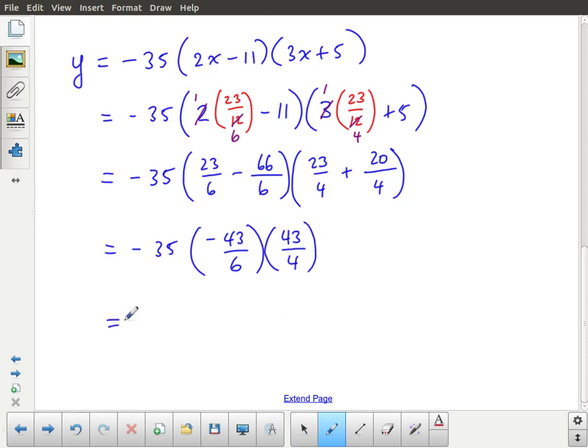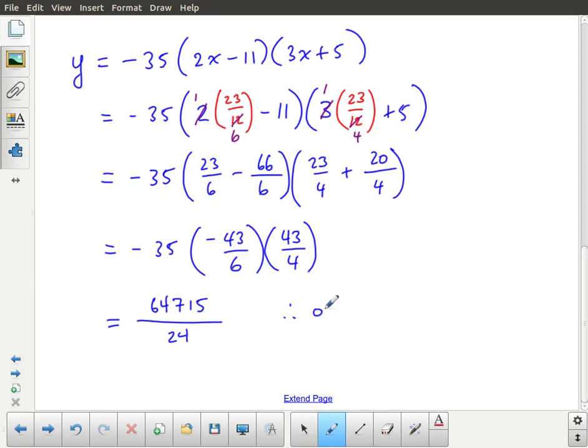And then to expand the whole thing out, I'm not going to try to do this one in my head because these are getting into some pretty large numbers. Is there anything I can do here? Nope, there's no common factors. So 35 times 43 times 43, and that gives us 64,715 over, and now 6 times 4 is equal to 24. And this was negative and this was negative. That's why we ended up with an overall positive.